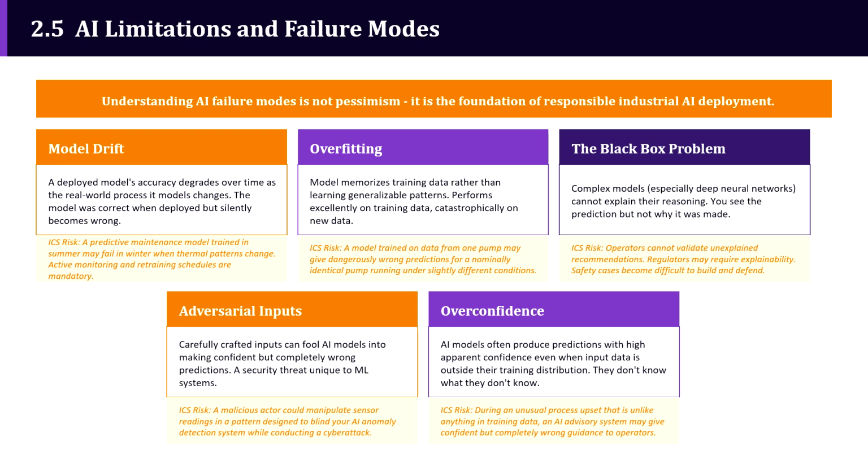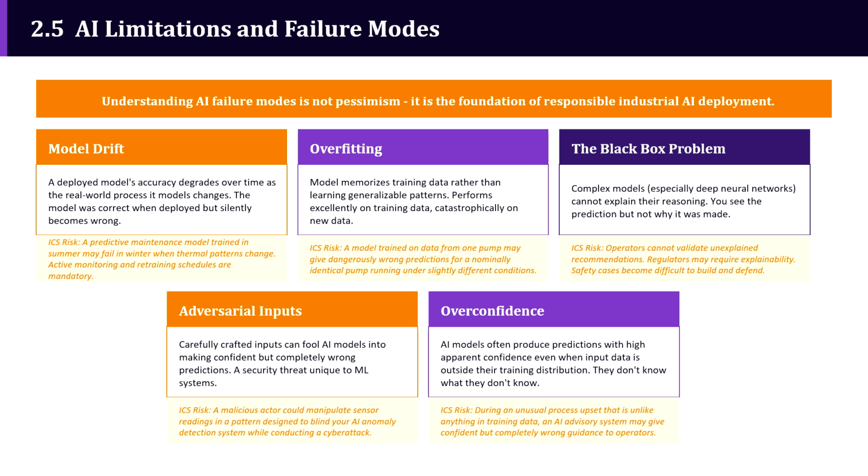Overfitting is the classic machine learning failure mode. It happens when a model is too complex for the amount of data it's trained on and learns the training data's specific quirks rather than the general pattern. The result looks great in testing, but fails on real data.